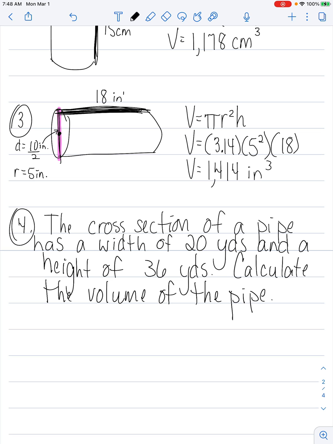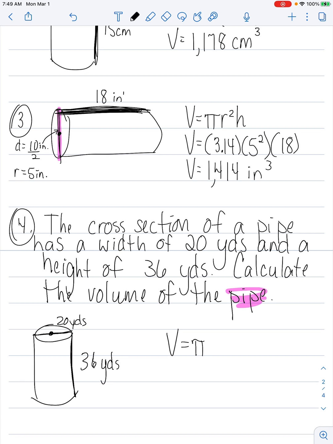Well, again, when I think about a pipe, that's a cylinder. So I'm going to go ahead and draw a cylinder. Now it gives me a width of 20 yards. So that means all the way across is 20 yards. And it tells me that the height is 36 yards. So a pipe is a cylinder, so I choose the formula volume equals pi times radius squared times height.